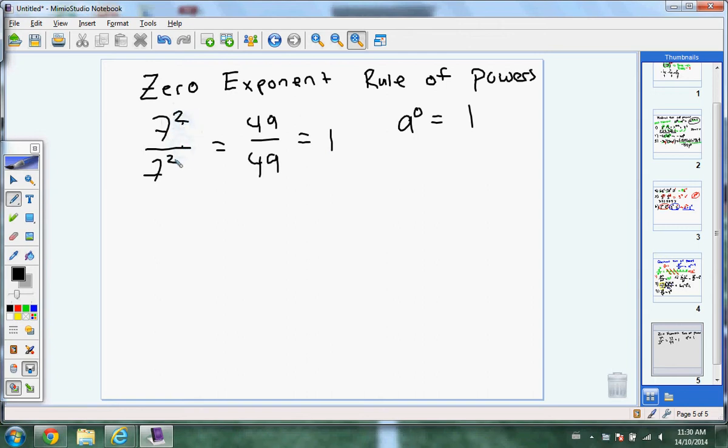Well, using the quotient rule, what are we supposed to do with the exponents? 2 minus 2. So 7 to the 2 minus 2, I get 7 to the 0. So we can see the relationship here. That's how you're going to get them both to be 1. Okay, so anything to the 0 power is not 0, it is 1. And that is why.